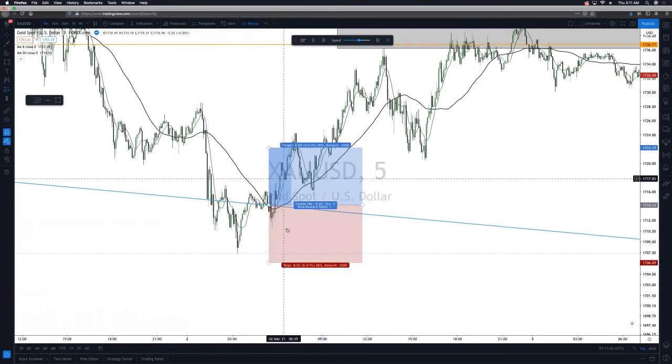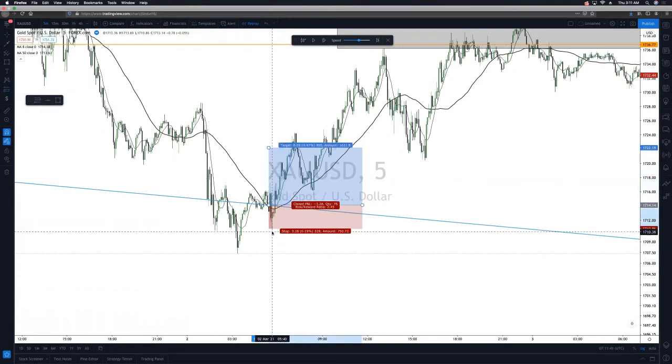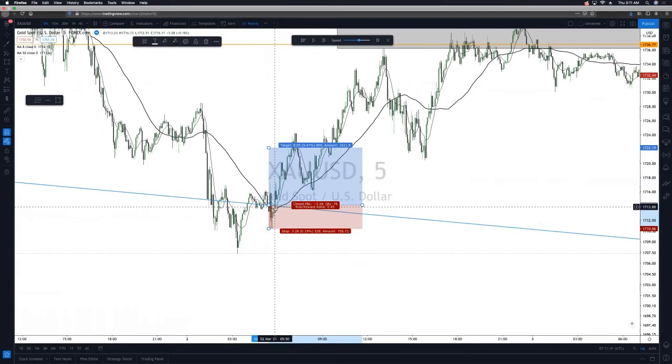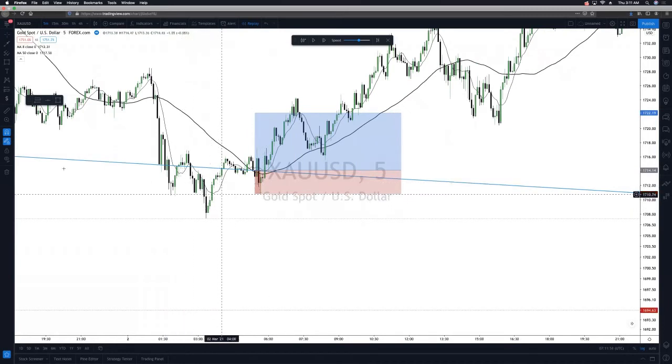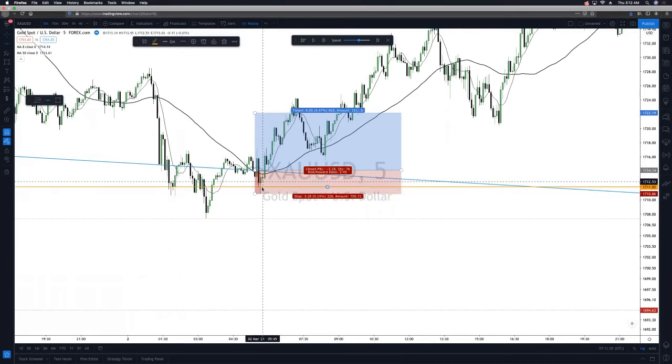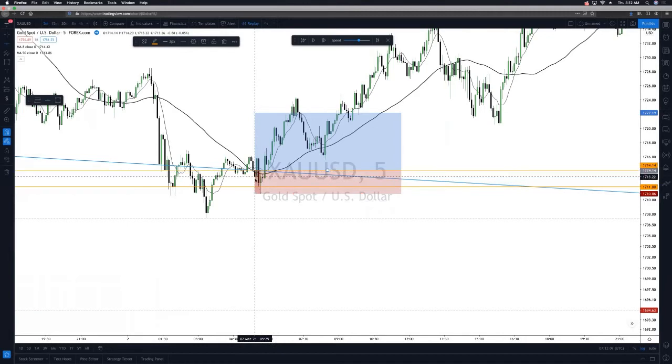Hold on, this thing is messing with me. Right here, this would have been your entry level. So usually I always take the entry on the support level. If I see an inverse head and shoulders, I'm taking my entry maybe down here on the support level. I usually put it on the body. That would have been my buy entry right there. I would have jumped in for a buy, literally.